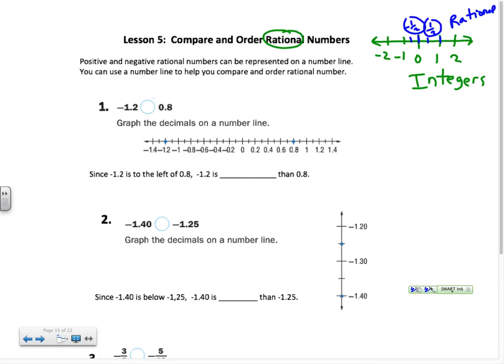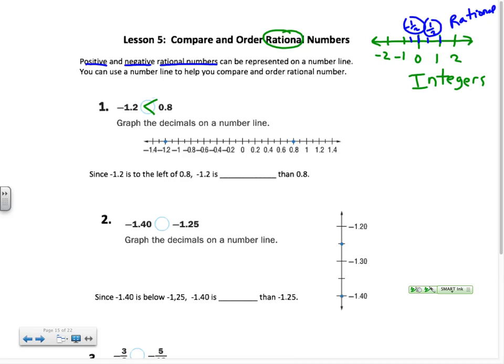So let's read together. Positive and negative rational numbers can be represented on a number line. You can use a number line to help you compare and order rational numbers. So number 1, we are comparing negative 1 and 2/10 and positive 8/10. Well, the easy part about this first one is we know that negatives are always less than positives. So I can go ahead and put my inequality sign in there right away. I know the answer. Let's look though on our number line to see where they fall and how they're related to each other.